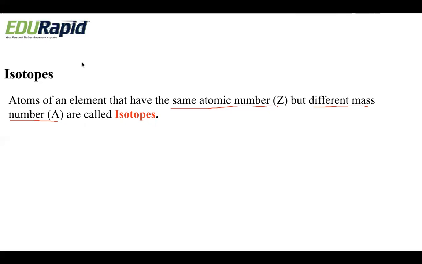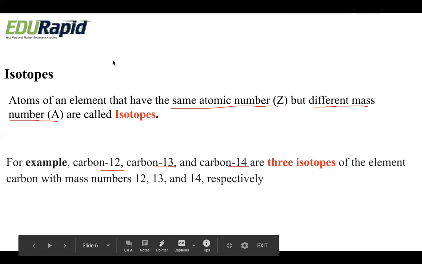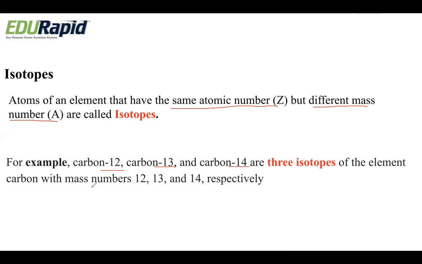For example, carbon isotopes. Carbon has atomic number 6, but it has 3 different mass numbers: carbon-12, carbon-13 and carbon-14. These have the same atomic number but different mass numbers. So we can say they are 3 isotopes of the element carbon with mass numbers 12, 13 and 14 respectively. We can call this an example of isotopes.